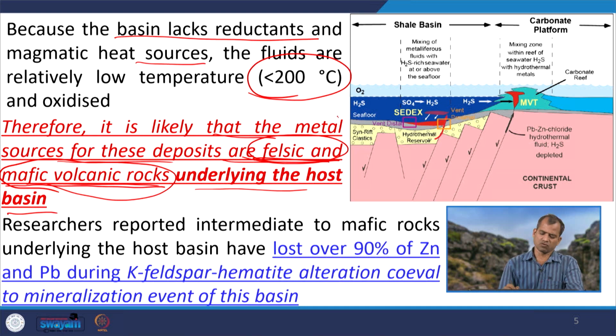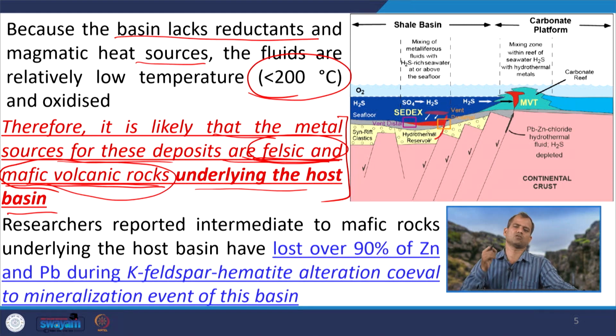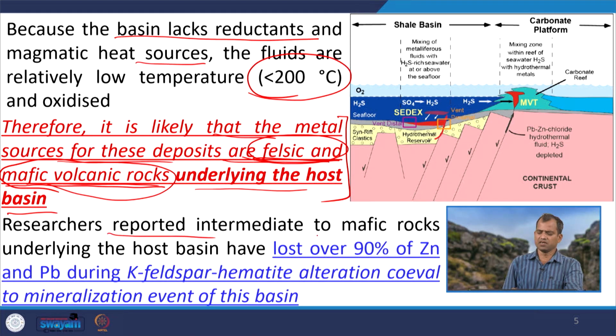So, that is why this underlying host rock, which is rich in mineral source, is also supporting the mineralization of the overlying sedimentary rocks. Further, researchers reported that intermediate to mafic rocks underlying the host basin have lost 90% of zinc and Pb during K-feldspar hematite alteration.